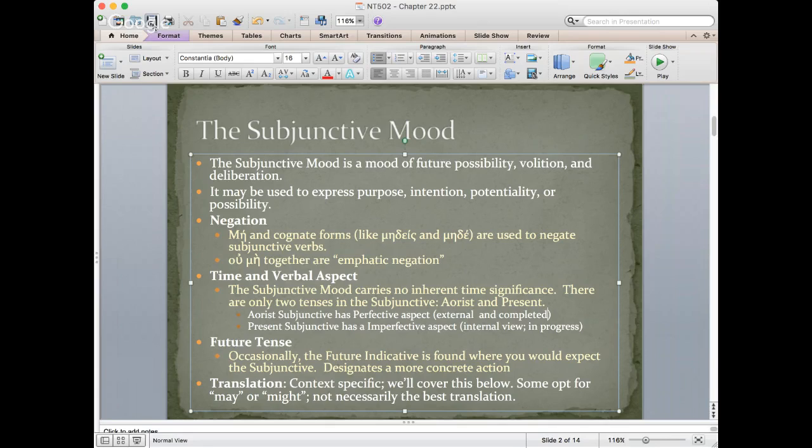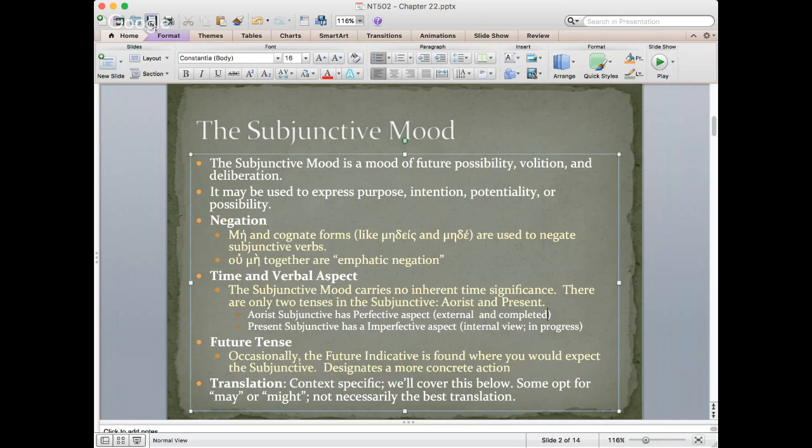So for the translation, it's always going to be context specific. This goes back to that participle that was frustrating. The subjunctive is going to play in that same space where all of it is contextual, and you're going to have to discern from the context what the best translation is. Some people opt for a generic "may" or "might." It's not always necessarily the best translation.